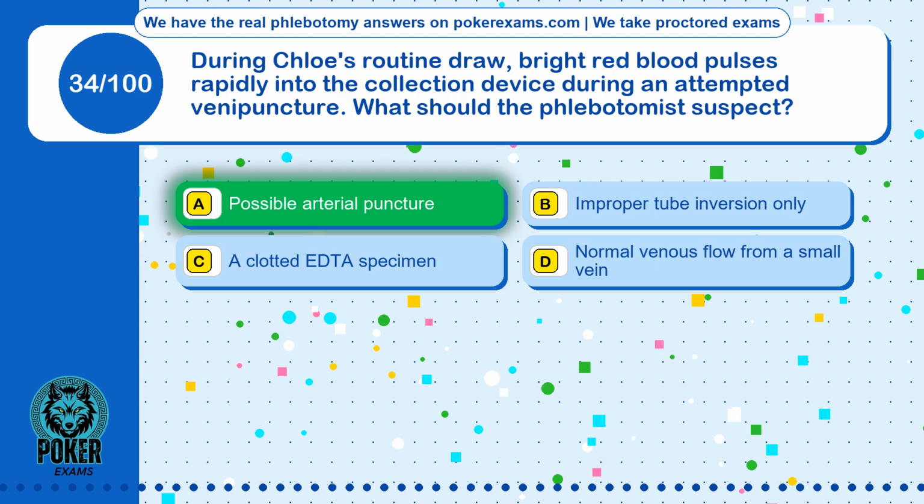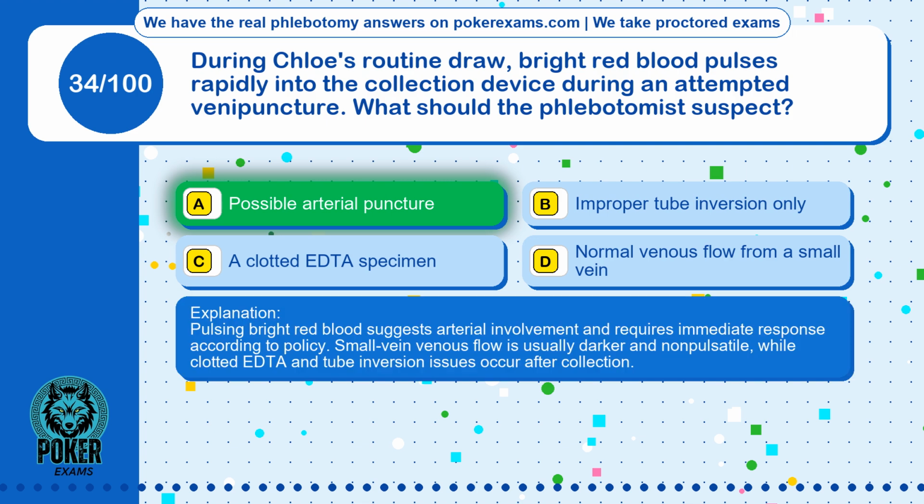The correct answer is option A. Possible arterial puncture. Pulsing bright red blood suggests arterial involvement and requires immediate response according to policy. Small vein venous flow is usually darker and non-pulsatile, while clotted EDTA and tube inversion issues occur after collection.